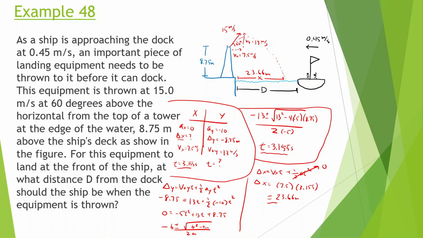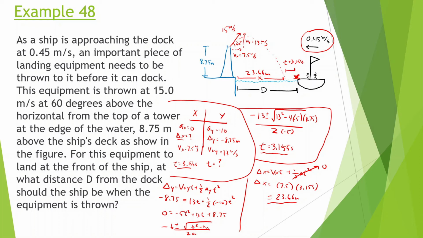So a lot of people might think, oh, okay, this is the answer. The ship needs to be 23.66 meters away when they throw this so that it'll be at the front of the ship. However, that's not exactly true because the ship is moving 0.45 meters per second. So what that means is while this package is in the air, it's still moving. And if we want it right at the front, we need to find out how far back it has to be the moment it's launched. So we want to find out how much it moves in a time of 3.155 seconds. And that's how far back it goes.